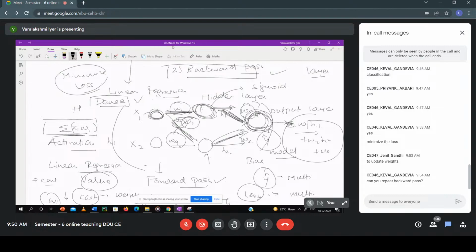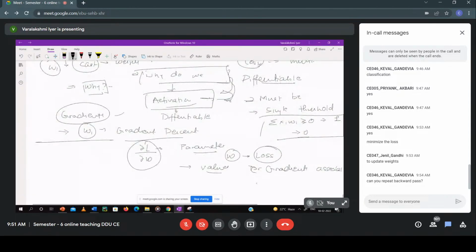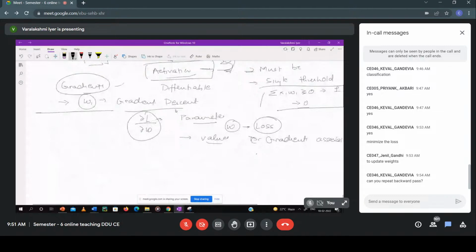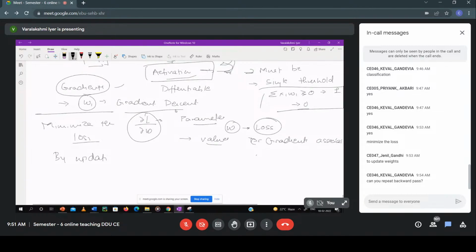Okay, I'll repeat the backward pass. In the forward pass, what we are doing is calculating the value of the output. Now, I'm just introducing the point of backward pass right now. In the case of linear regression, we were calculating the gradients in order to update the values of parameters. The main idea was to minimize the loss by updating the values of parameters. That is what we were doing in the case of linear regression.